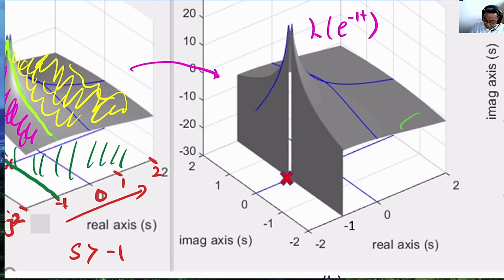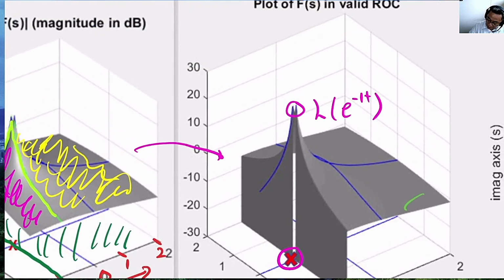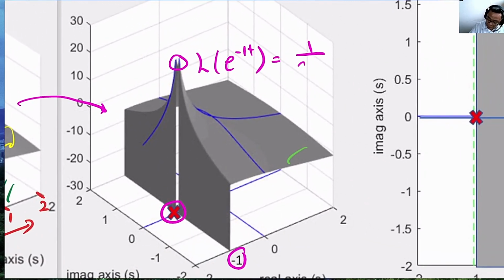Right. Now, the interesting part in the surface is the peak, of course. Where is this peak? Well, this peak exists when s equals minus 1. Because why? This equals 1 over s plus a. What happens when s equals minus 1? When you substitute s equals minus 1, it is 1 over minus 1 plus a, and a, remember, is 1. So minus 1 plus 1 will give you 0, and therefore the whole thing goes to infinity. That's why this infinity occurs.